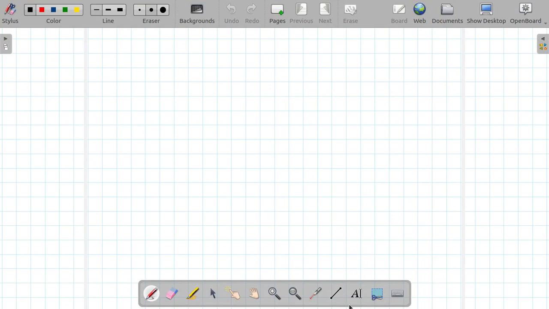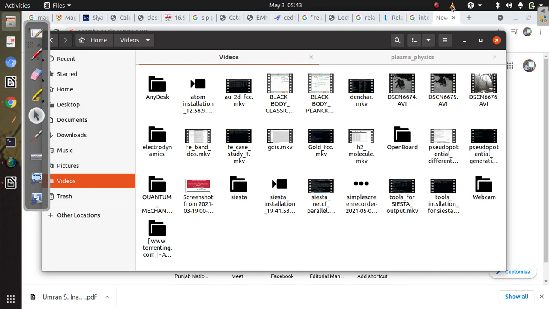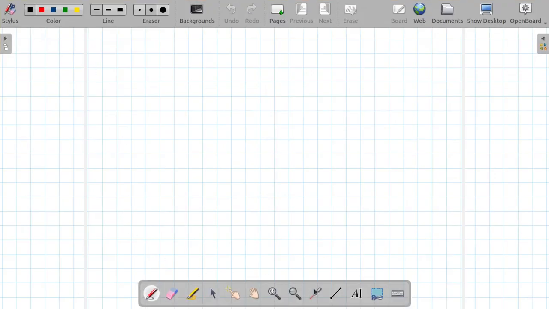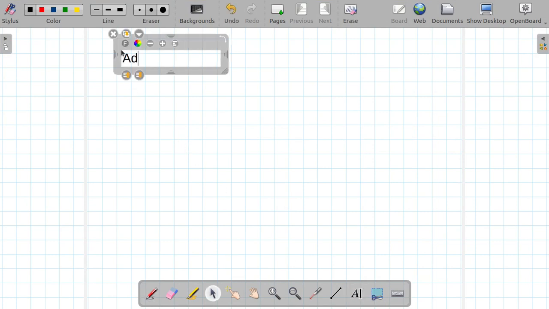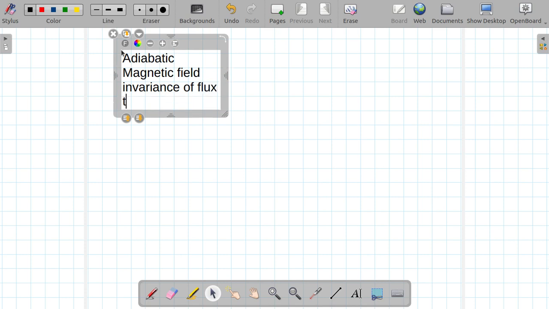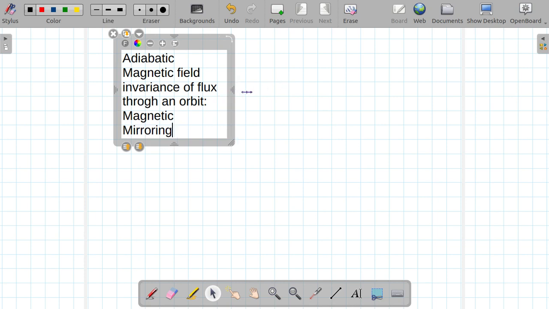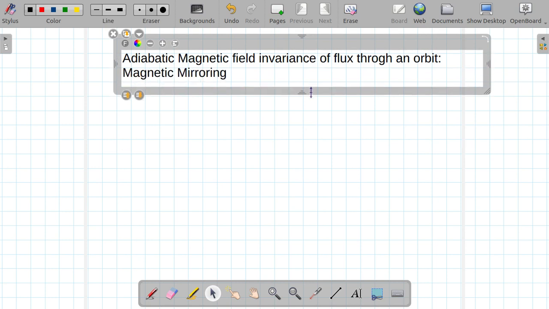So, in this lecture, I'm going to talk about adiabatic magnetic field invariance of flux through an orbit, and after that I will talk about magnetic mirroring. So this is my article about which I am going to talk about.